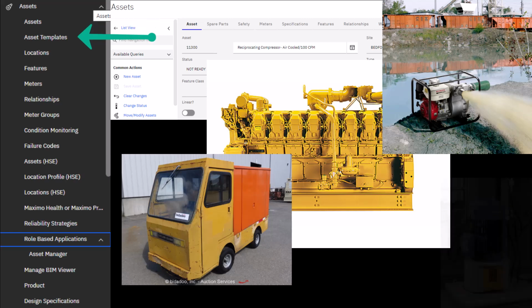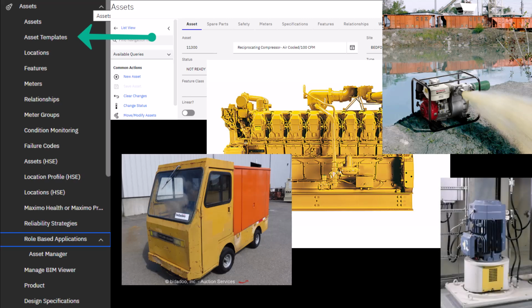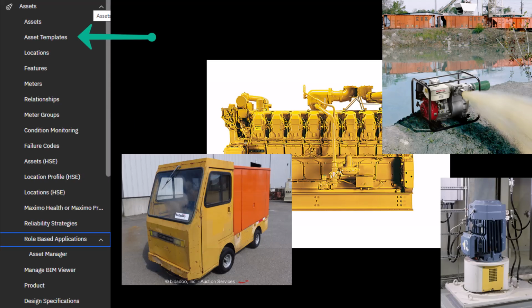Asset Templates: if you are creating asset records on a regular basis, you're able to pre-establish information such as spare parts and PM records and things like that, so that when you apply the template to a new asset record, a lot of the information is filled in.